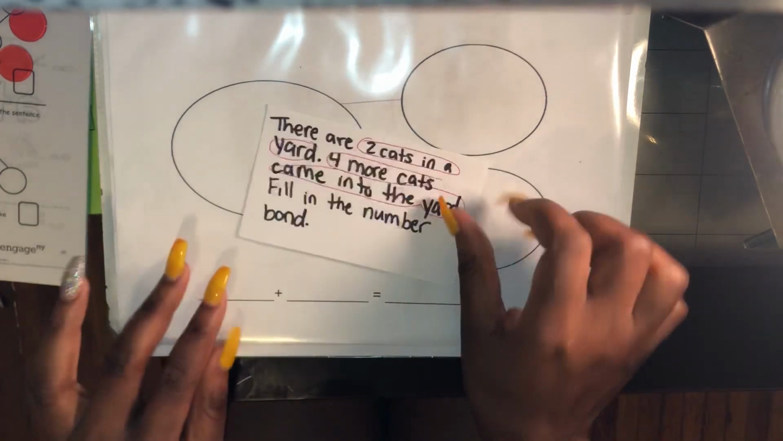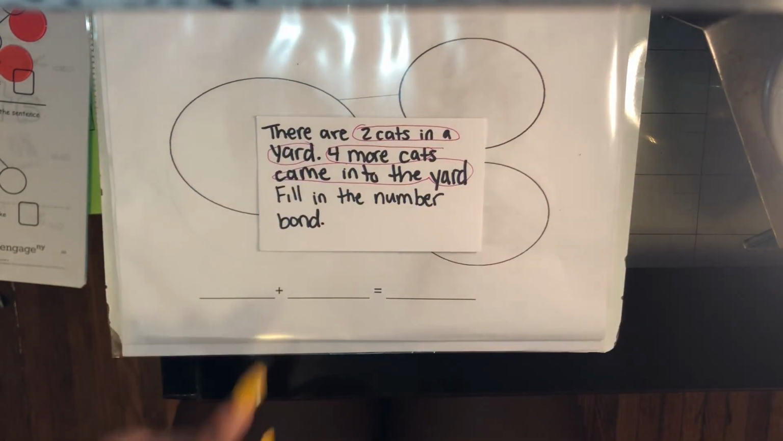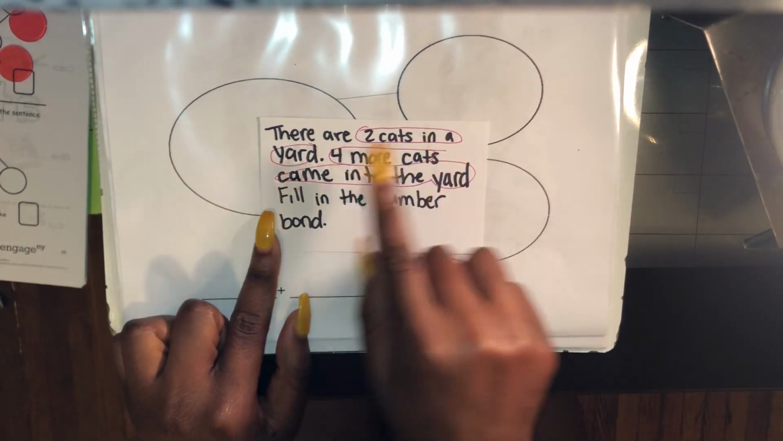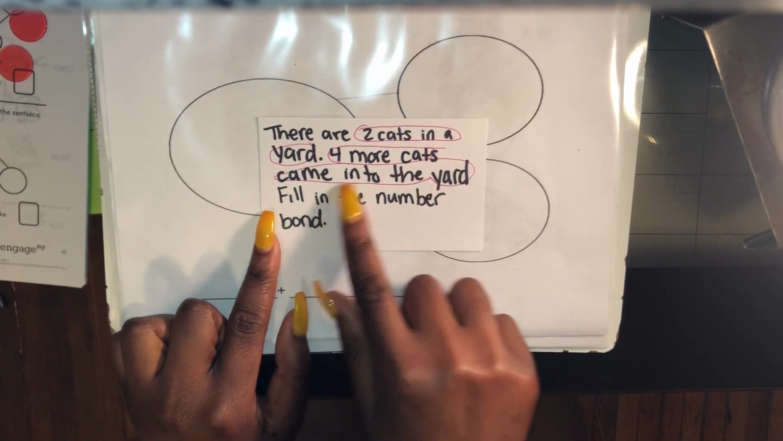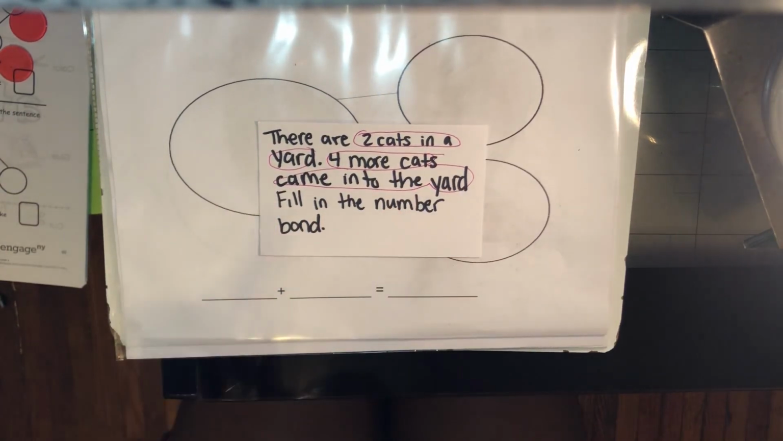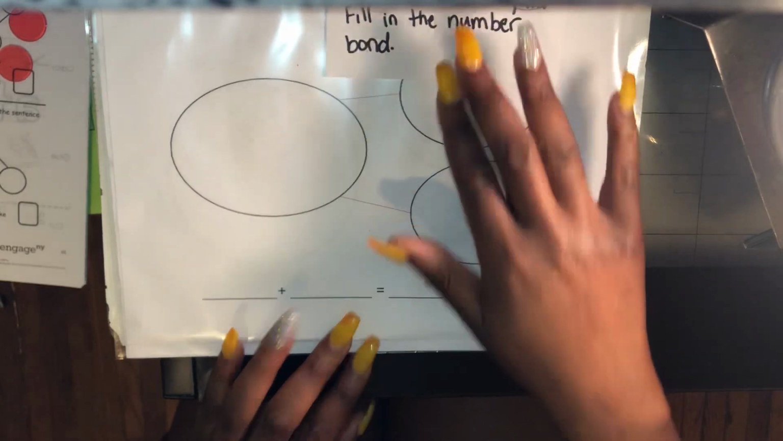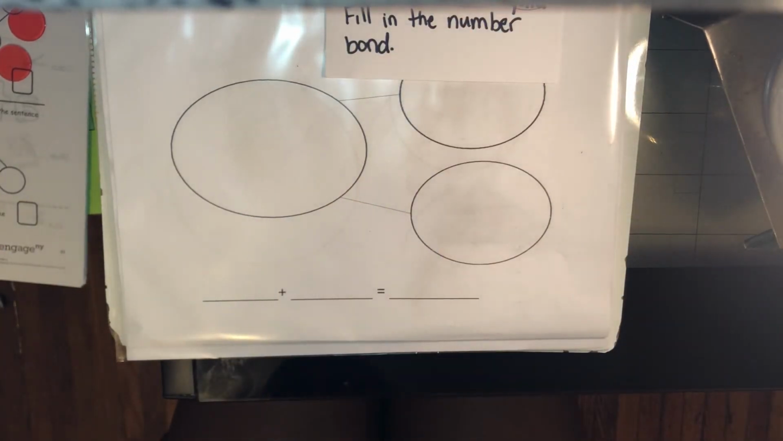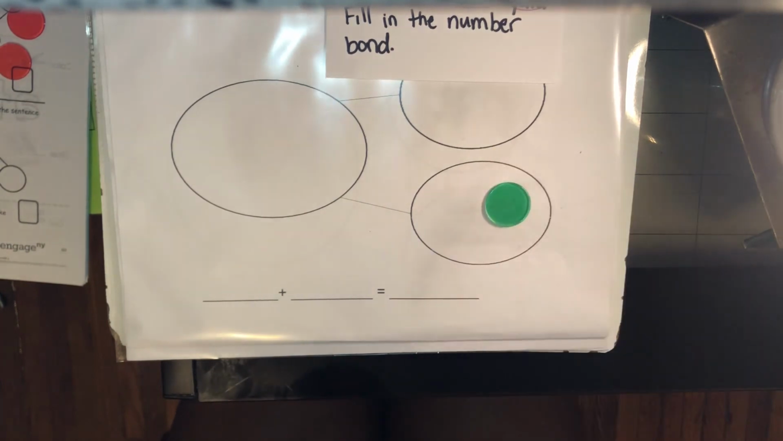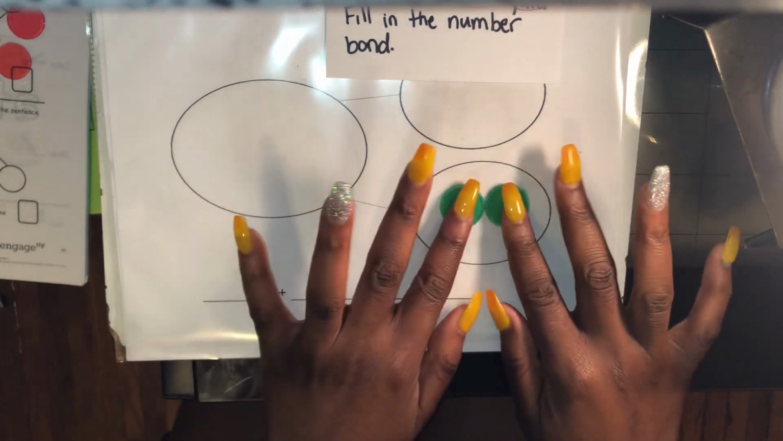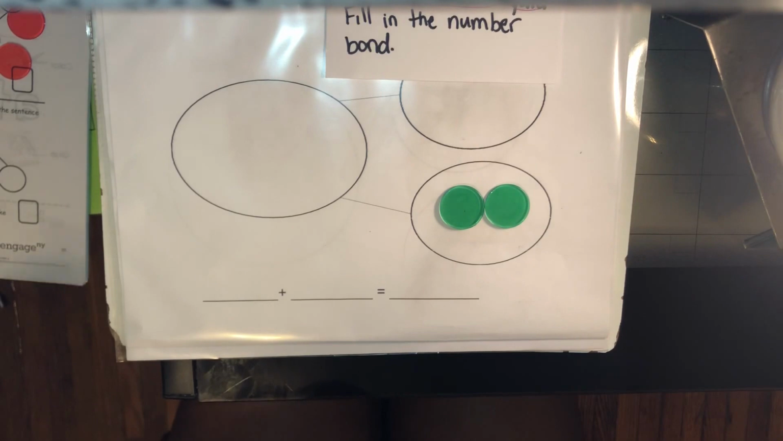Okay, so this is a word problem. It says, there are 2 cats in a yard. 4 more cats came into the yard. Fill in the number bond. So I need to think. It said that there were 2 cats in the yard. Is that my part or my whole? I think 2 cats is my part. 2 cats are my part.